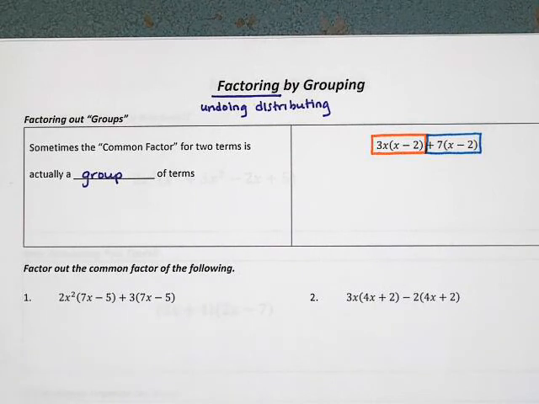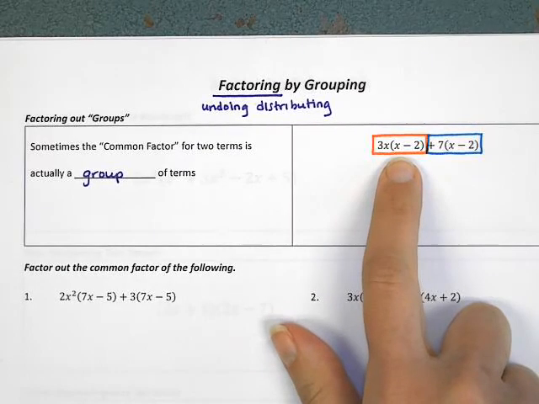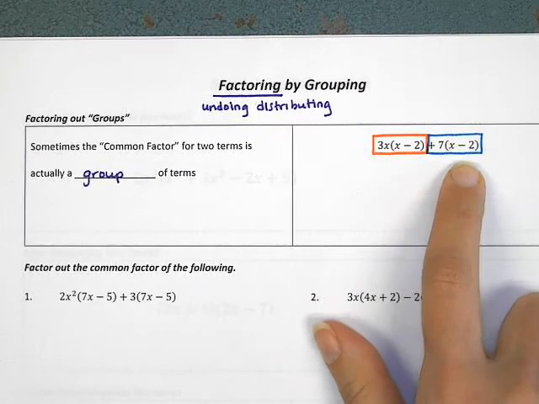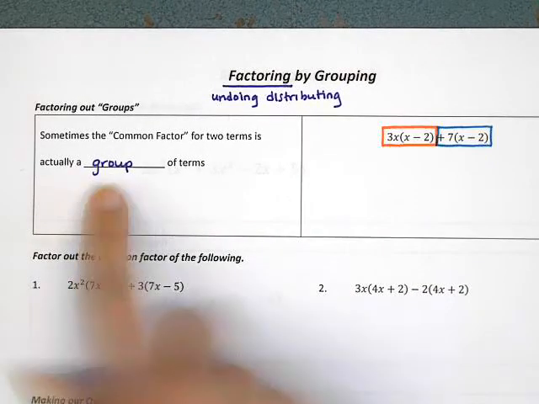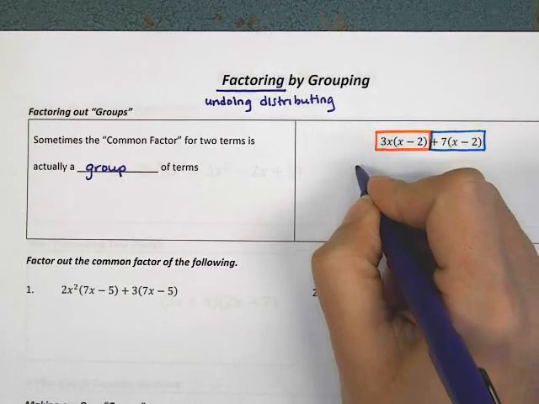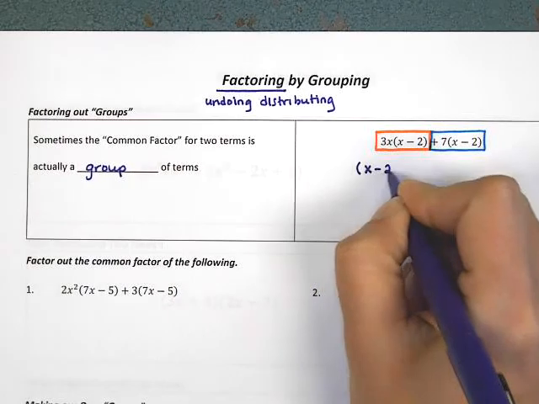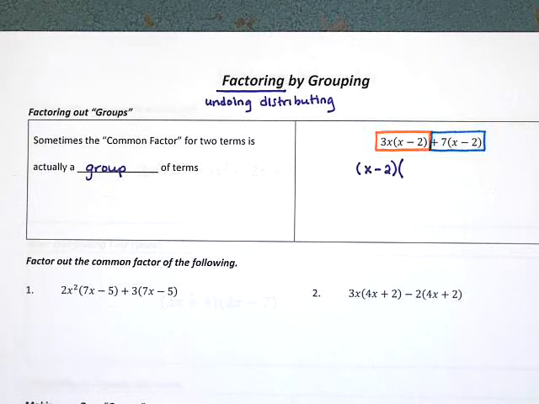Now if we look at those two terms and we say, what do they have in common? You'll notice that the first term, the part inside the orange box, has an x minus 2. And the second term, the part inside the blue box, has an x minus 2. So this time, this group, x minus 2, is the common factor. Now, just like before, we're going to start by writing down the common factor, x minus 2. And then we're going to put a parentheses, and we're going to divide by that common factor. We're going to take that out.